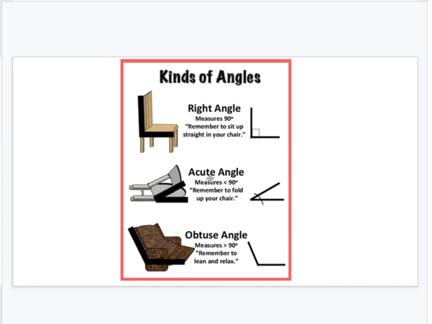And then an acute angle measures less than 90 degrees. You can remember it as, remember to fold up your chair, like you're folding up that L. You're making less than an L to make an acute angle. And then an obtuse angle, let's be lazy like a moose, and we're going greater than 90 degrees. Remember to lean and relax. And you're making a bigger angle than an L. It's going back. Lean and relax. You see how this looks like it's going backwards? Leaning back to relax. So greater than 90 degrees.